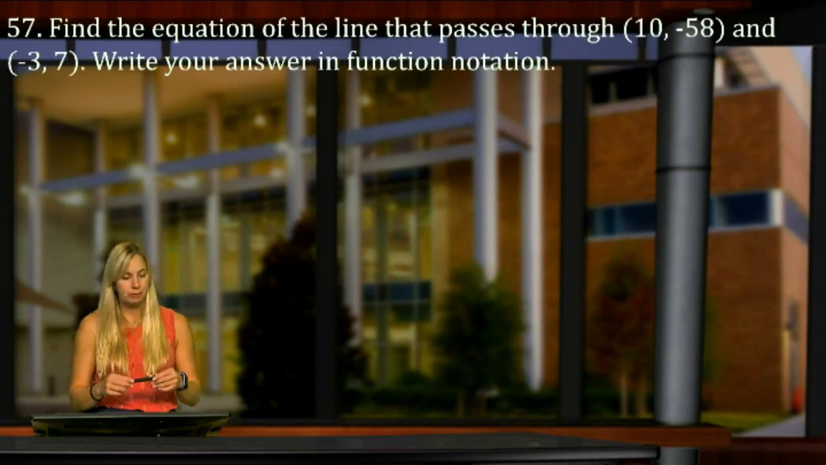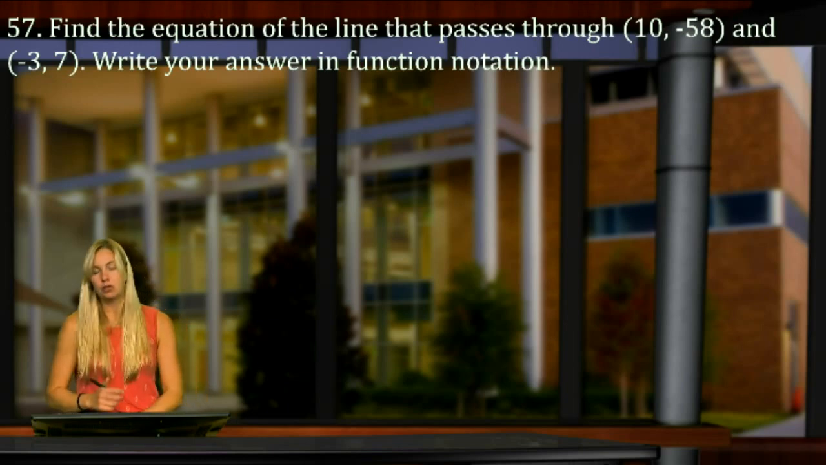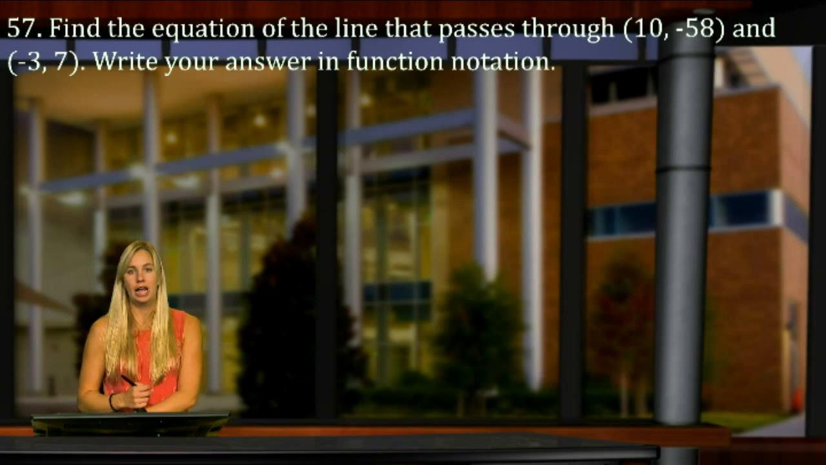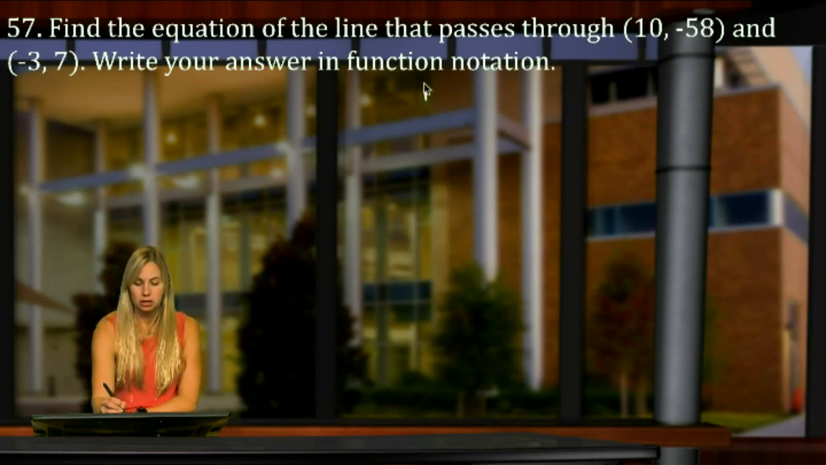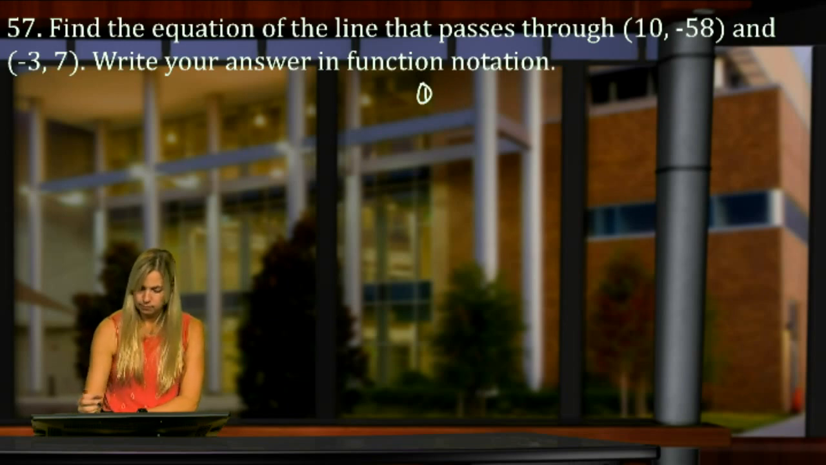Number 57 from that review: find the equation of a line that passes through the points (10, negative 58) and (negative 3, 7). Write your answer in function notation. So to write the equation of a line, we need 2 things. We need slope and we need any point.